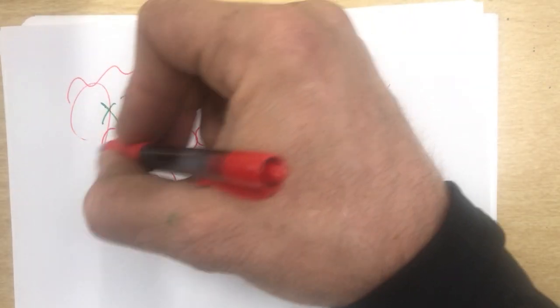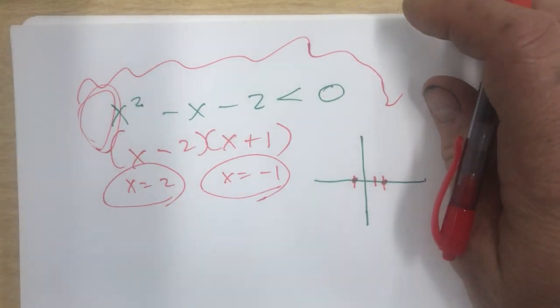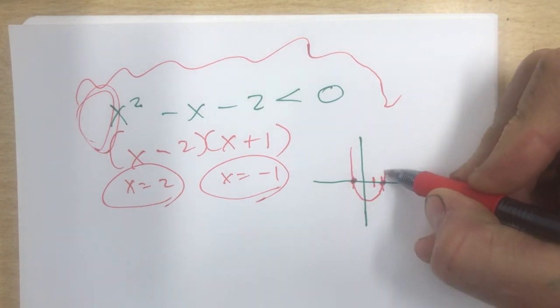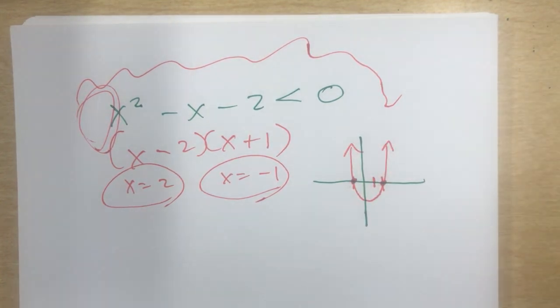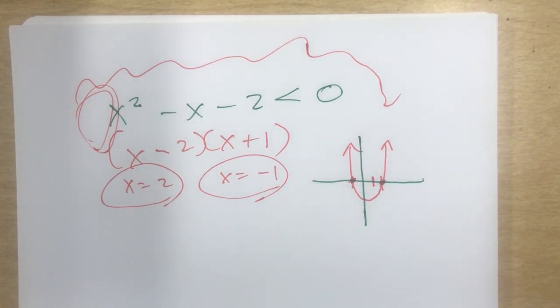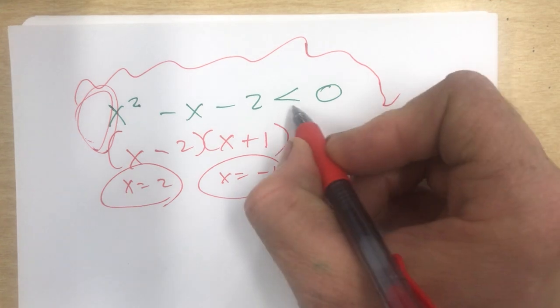All right, see this right here? It's a positive x squared. That tells you it's concave up. So that tells me my graph is going to look like this right here, something like that. But it's got these two solutions.